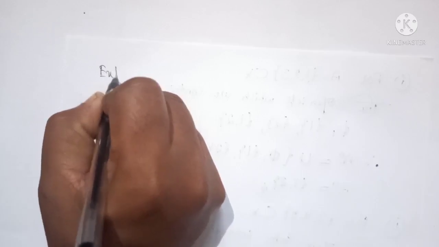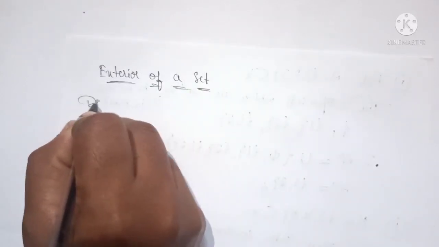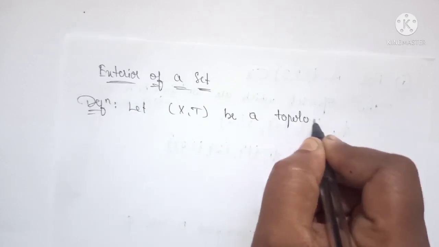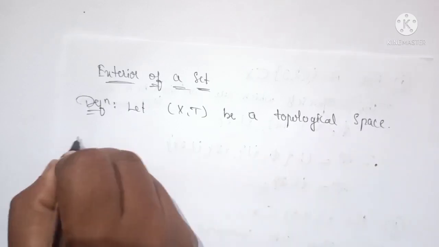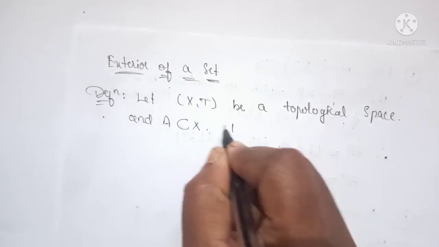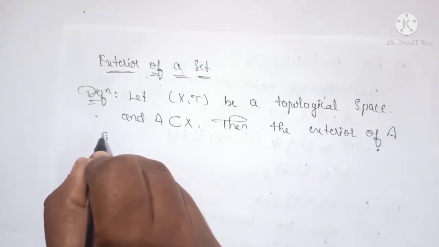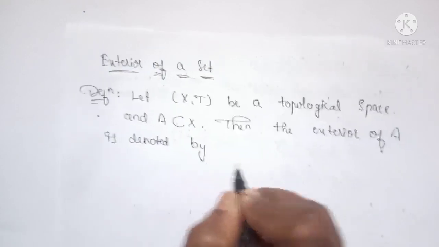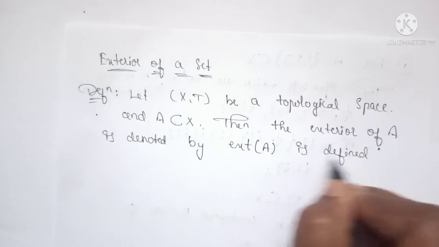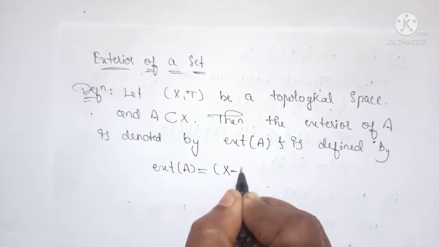Next we have the exterior of a set. Let (X, T) be a topological space and A be any subset of X. Then the exterior of A is denoted by exterior of A and is defined by exterior of A is equal to (X minus A) interior.